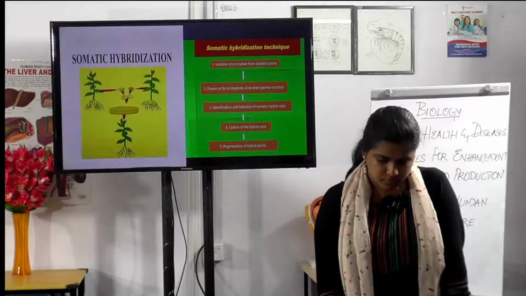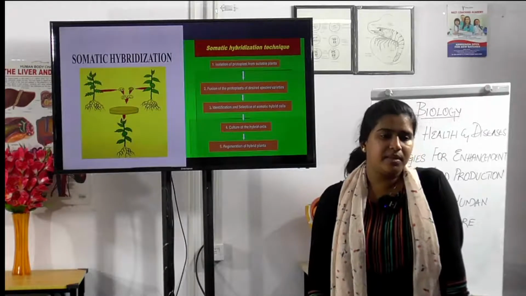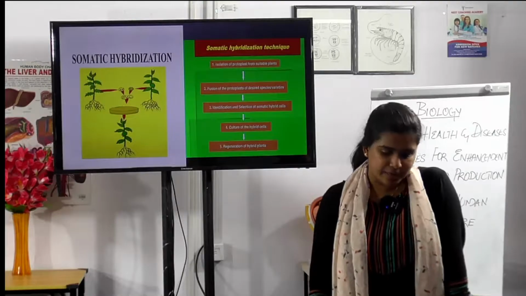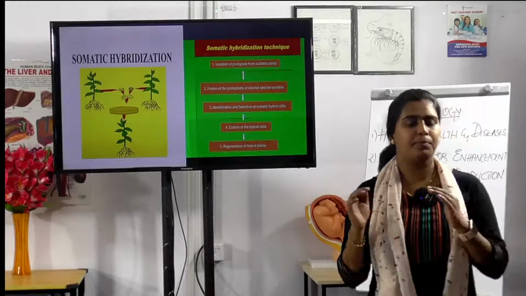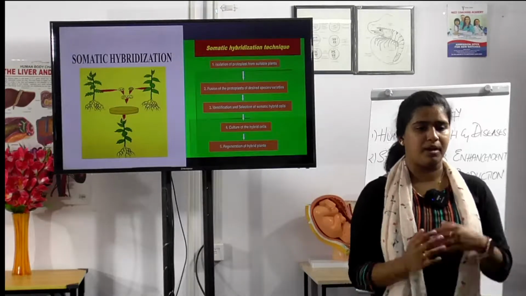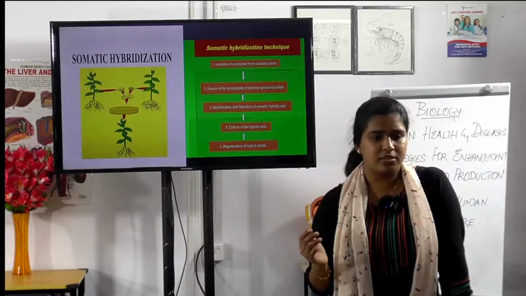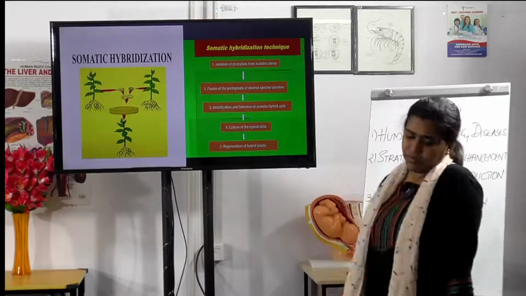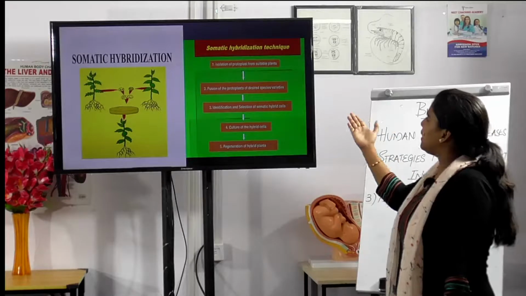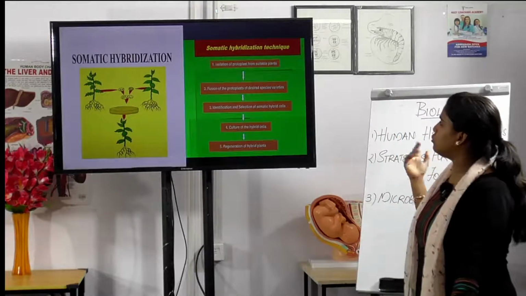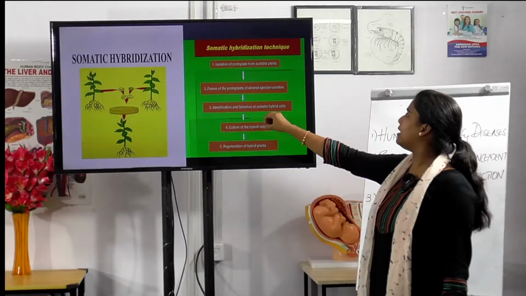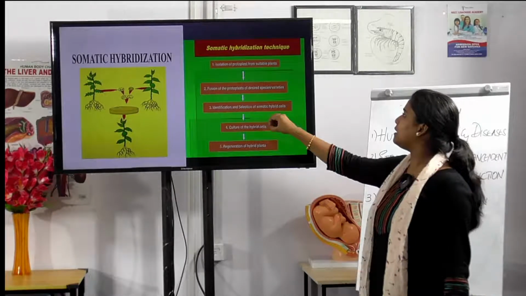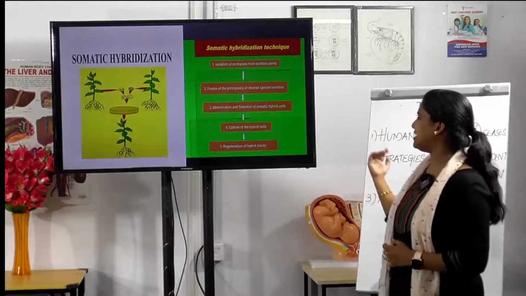The next method is somatic hybridization. It allows a fusion of two different plants to obtain a new hybrid plant with the characteristics of both parent plants. It is carried out in the following steps. The first is isolation of the protoplast from suitable plants. They select the parent plants and isolate the protoplasts, then fusion of the protoplasts of the desired species, then identification and selection of somatic hybrid cells, and culture and regeneration of the hybrid cells.